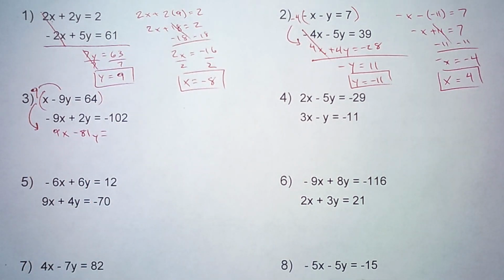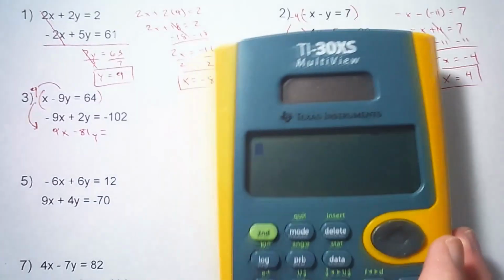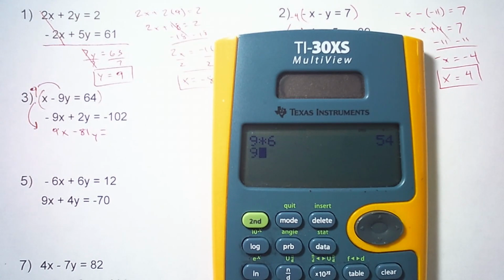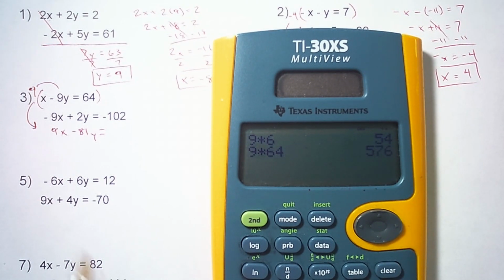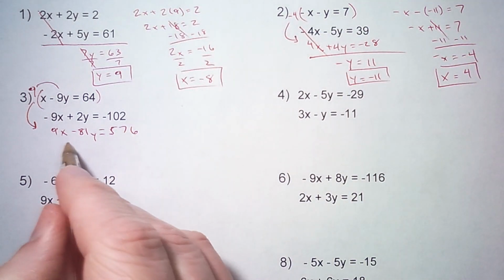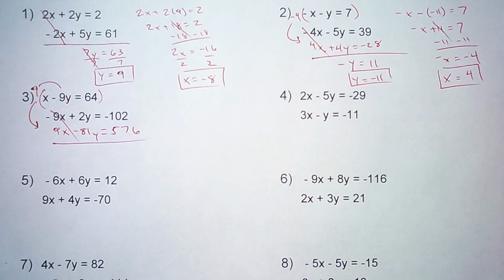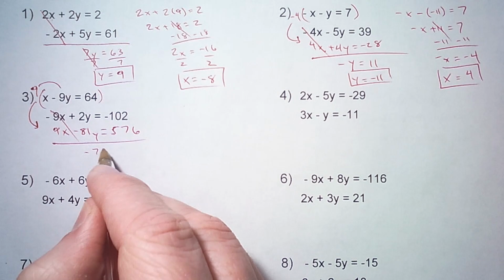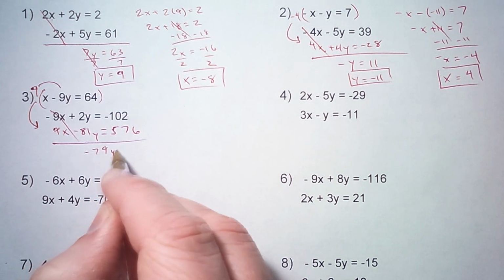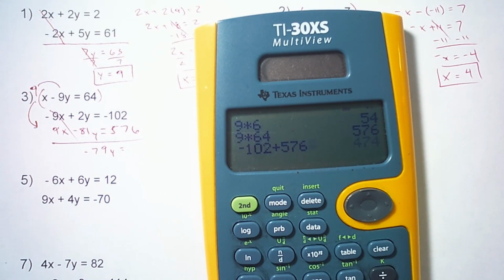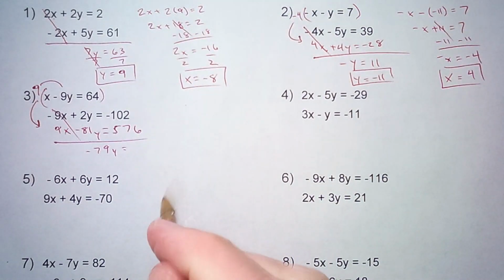Okay, so I'll bring in a calculator for this one. So 9 times 64. Try that again. 9 times 64 is 576. So now the x's will eliminate. I have 2y minus 81y. 2 minus 81 is negative 79. So I have negative 79y. And then negative 102 plus 576 is 474.